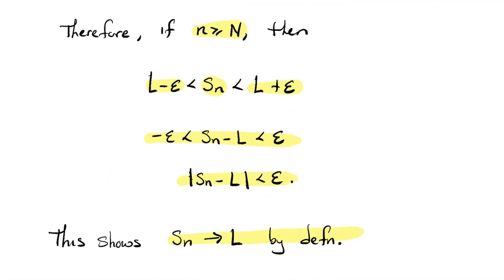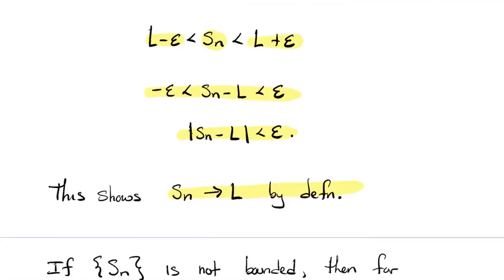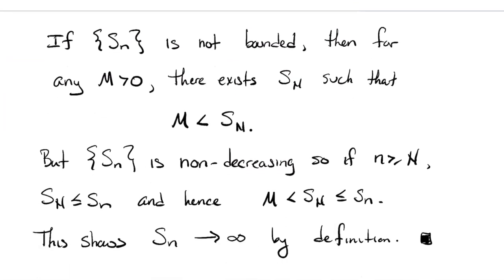And let me just remind you that L was the sup. Well, I'm just going to say it out loud: L was the sup of the sequence terms. So that completes that case. If our monotonic, in this particular case non-decreasing, sequence is bounded above, then the sequence converges to the supremum. So in particular, it's convergent. So we'll finish the proof by looking at the unbounded case.